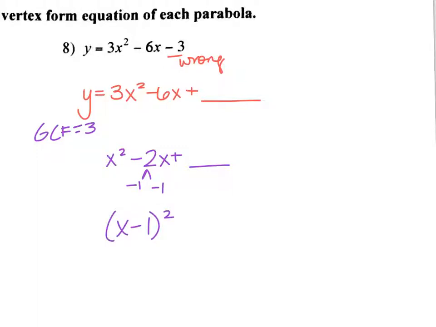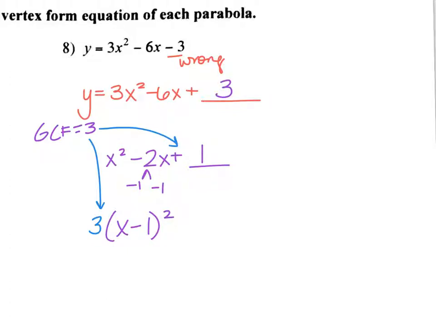Remember, my GCF has to be used in a few different places. First, it's going to come down in front of my parentheses. And then also, it's got to multiply by this last number, which I haven't written yet. That last number there is going to be 1. So 3 times 1 is 3. So I'm going to write that up here.